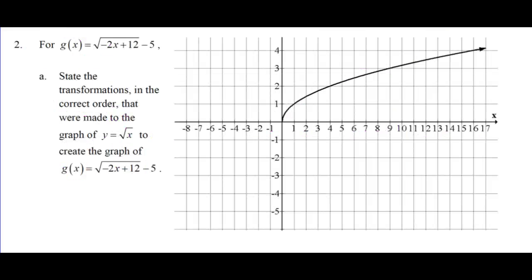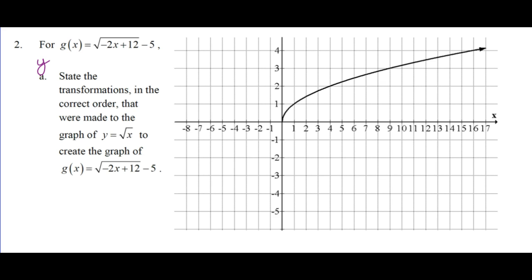We good? For g of x. You want to make any changes to g of x? Want to rewrite anything? Yeah. So what should we rewrite? So how should we rewrite it? Take out the negative 2, right? So you got to take out the negative 2.